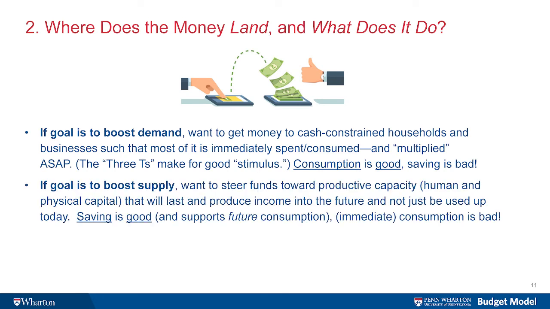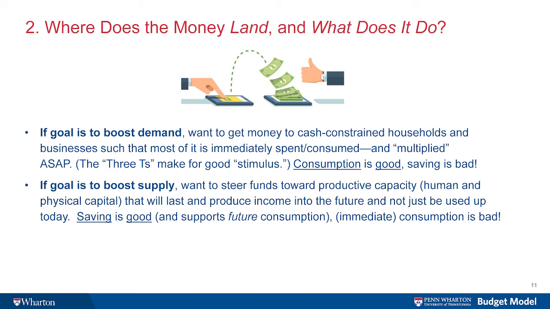On the other hand, if the goal is to boost supply, we want to increase the productive capacity of the economy, and we want to encourage this supply side increase in a way that lasts and will produce income into the future, not just be all used up today. So for supply side policy, we want the policy to encourage saving because we want it to stick around. It'll support future consumption, and we don't want it to just be consumed away today, because that'll do some good today. It'll make people feel better off, but it won't last. It will only boost economic activity today. If it's immediately consumed, it won't last till tomorrow. It won't contribute to the productive capacity next year and the year after.